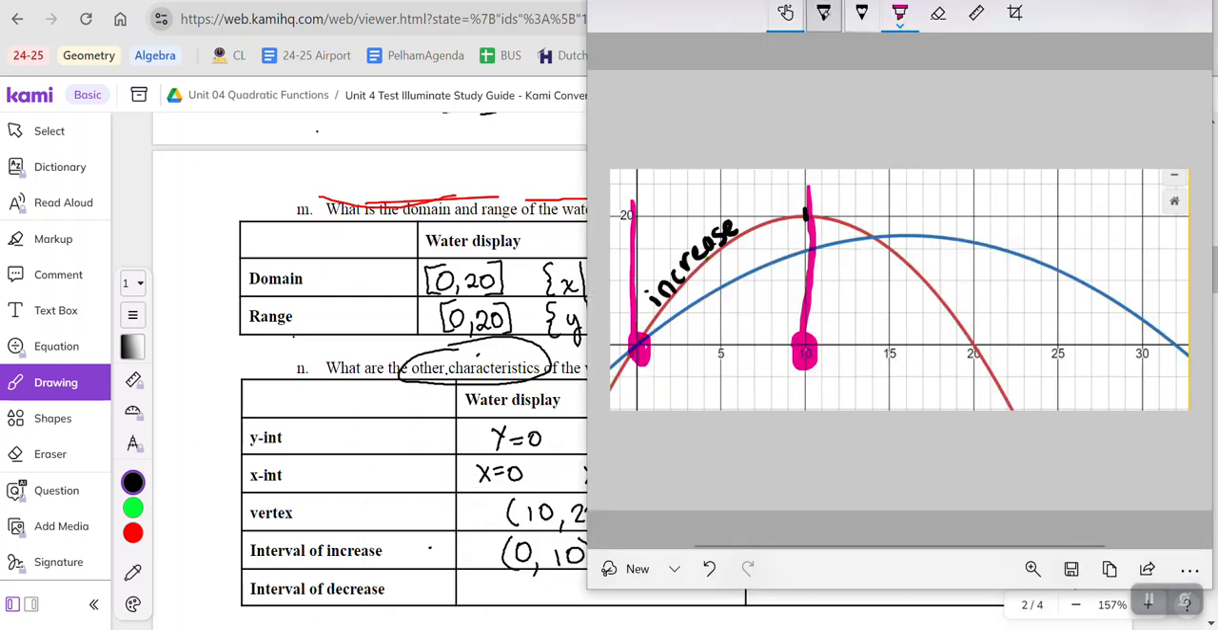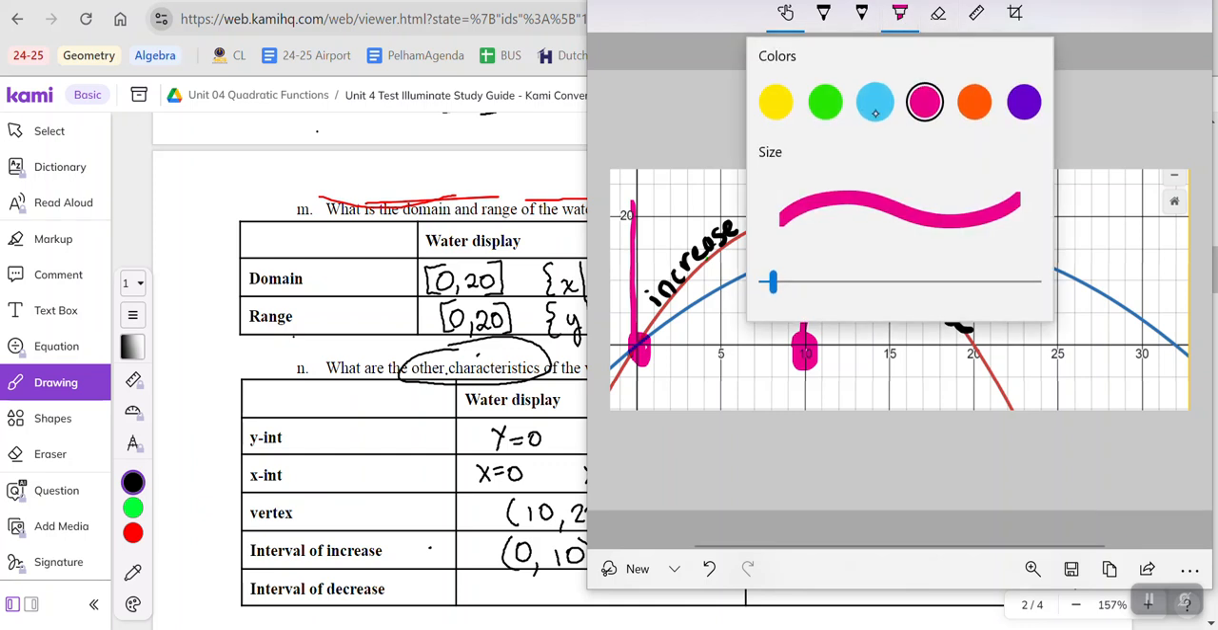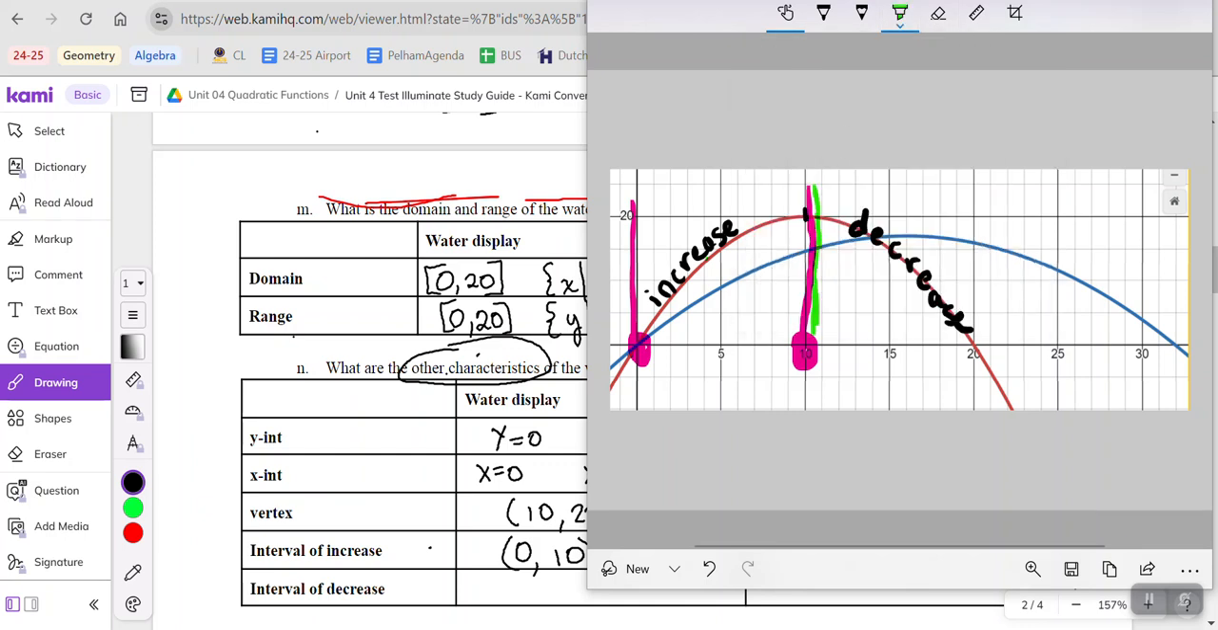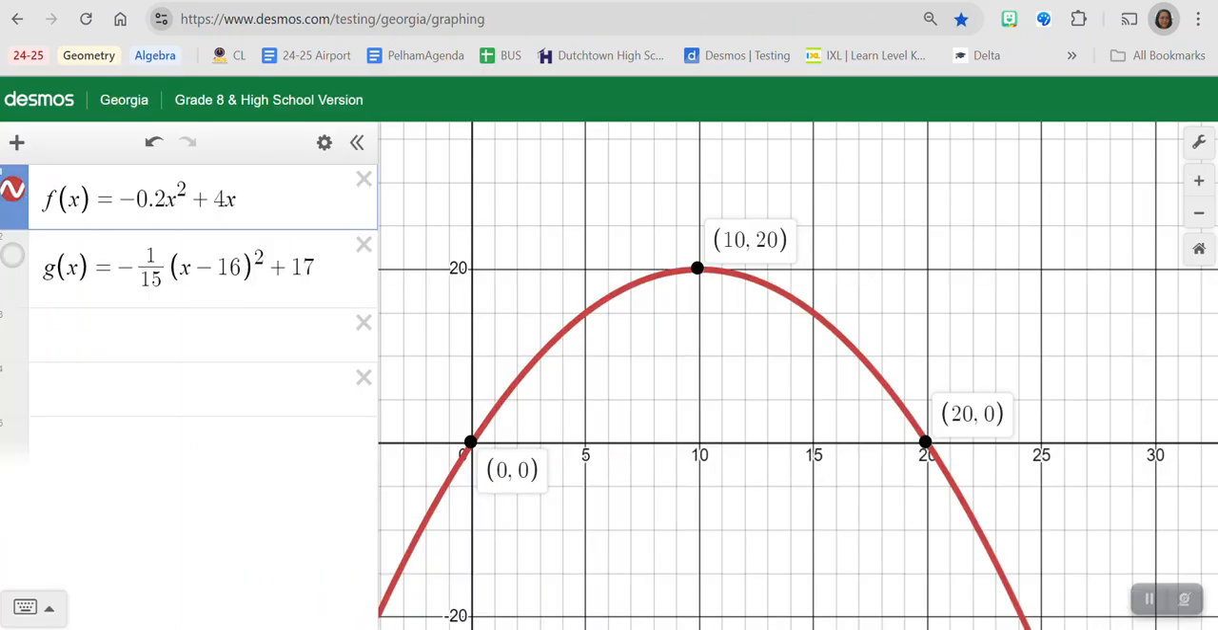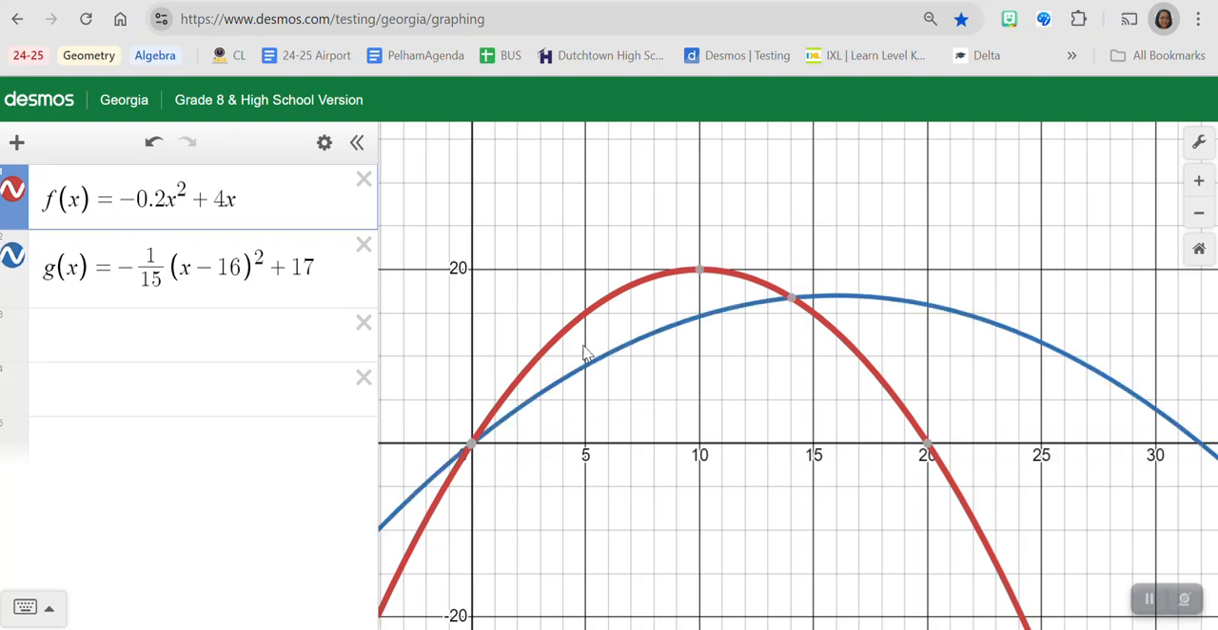And then it's decreasing here. Let me change the color on this. So it starts decreasing right here at 10, and it doesn't stop decreasing until it hits the bottom, the ground. So from 10 to 20, we have a decrease. All right, so for the blue one, the y-intercept is 16, 17.